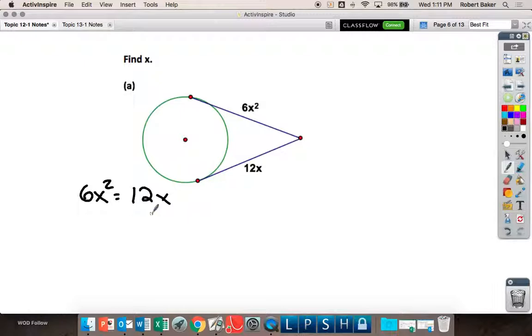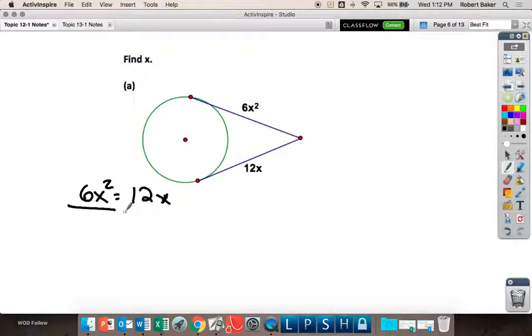Wouldn't it be congruent, not equal? Congruent and equal are the same thing. The lines are congruent, the values are equal. Does anybody know how to solve this? You guys are uber quiet today, which means you don't know what's going on. Divide by x.